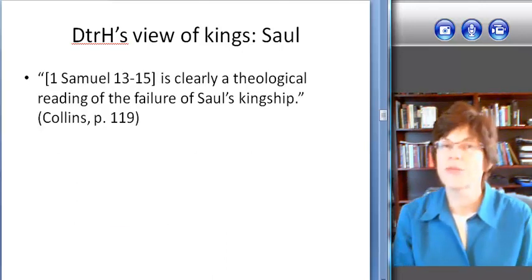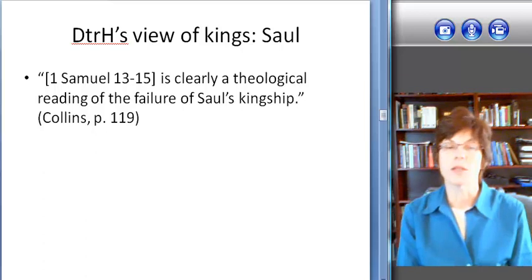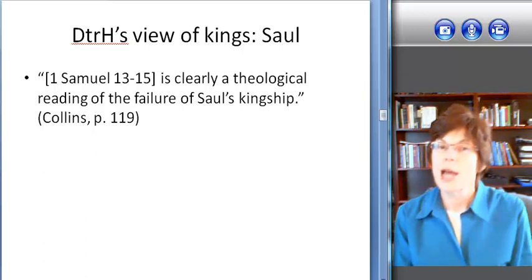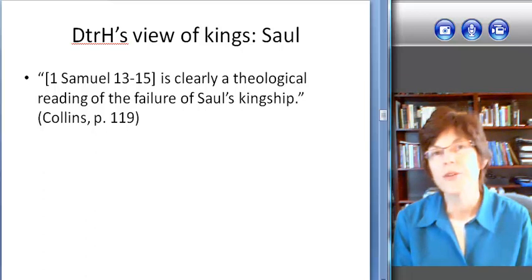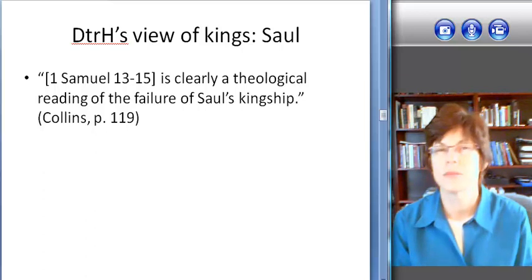I'd ask you to reflect on this other statement of Collins, that these chapters are clearly a theological reading of the failure of Saul's kingship. This is a really crucial point.